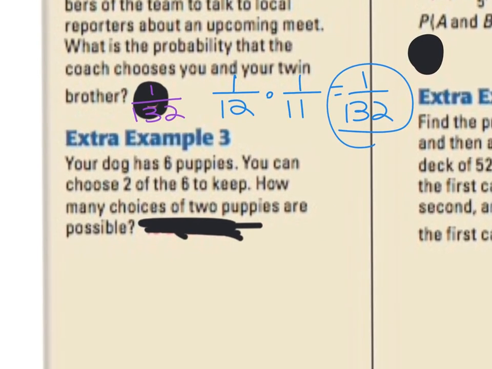All right, your dog has 6 puppies. You can choose 2 of the 6 to keep, and we're not euthanizing. We've already established that. How many choices of the 2 puppies are there possible? It doesn't matter. You're not filling a first spot and a second spot, right? You're just keeping 2. So this is a what? This is a combination. It would be 6 choose 2, and from that you get 15.